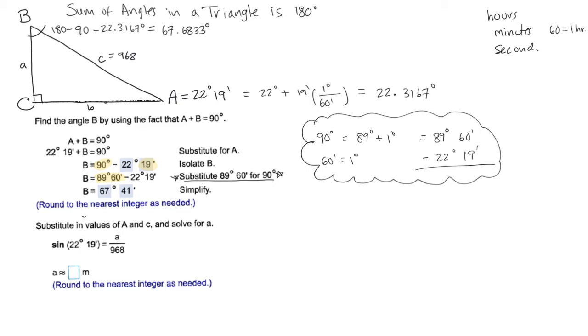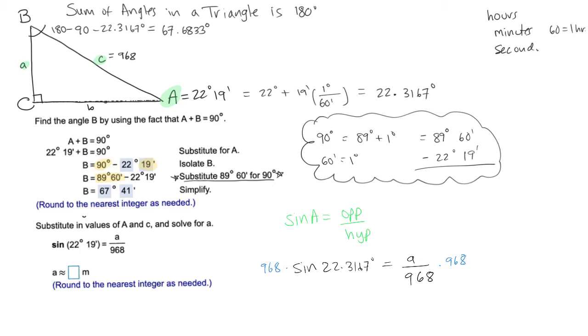I'm going to use angle A: the opposite over the hypotenuse. If I take the sine of A, I have the opposite over the hypotenuse. Then I just substitute what I know. Sine of 22.3167 degrees is the opposite, which is what I'm trying to find, over the hypotenuse, which in this problem is 968. Then just multiply both sides by 968.